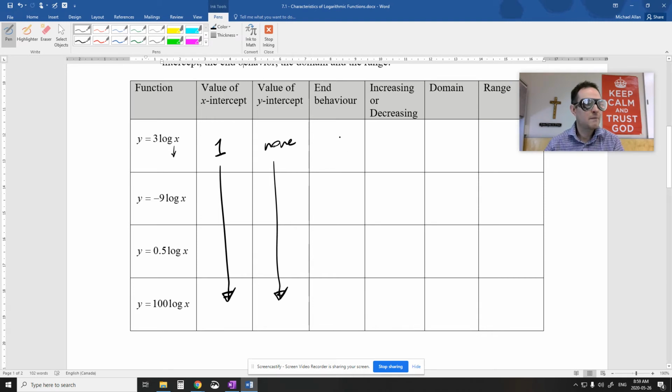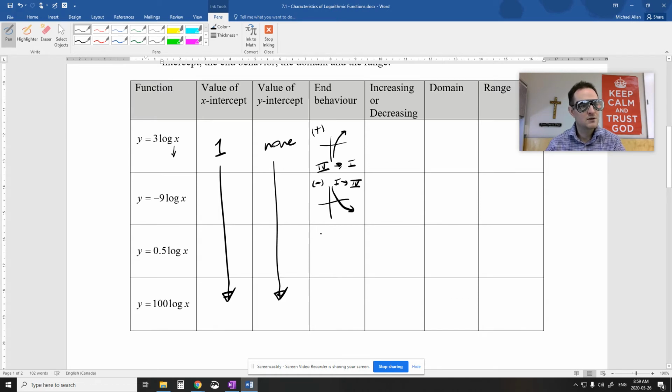The end behaviors are a little bit trickier. You just have to remember that if you have a positive a value, so this is a positive graph, it's going to come from the bottom and go to the top. So I would say that's coming from quadrant 4, going over to quadrant 1. But if you have a negative graph like this next one, it's going to go the other way. It's coming from 1 and going down to 4.